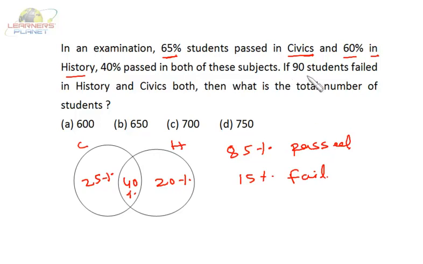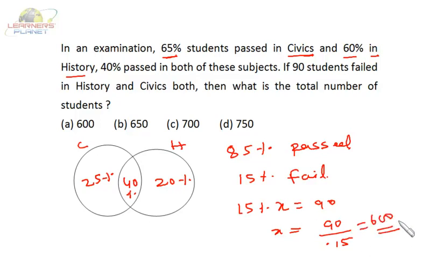And how many students failed? 90. So 15%, 90 students failed. So 15% of x is equal to 90. That means x is 600. I hope you are clear. So the total number of students is 600. Let's take the next problem.